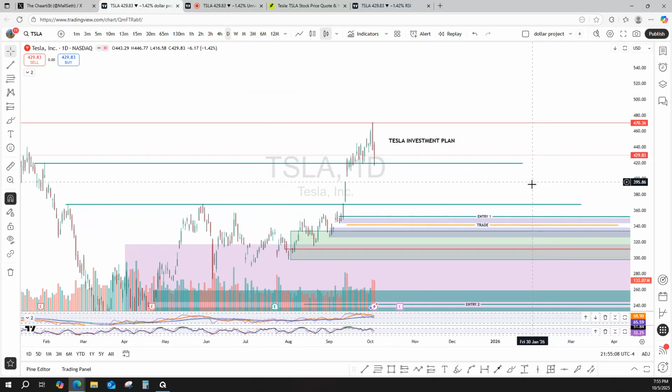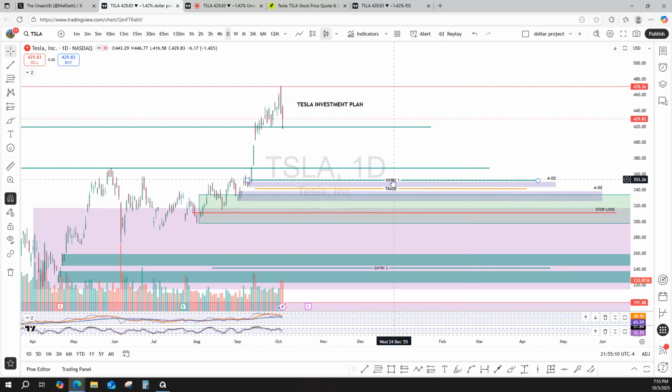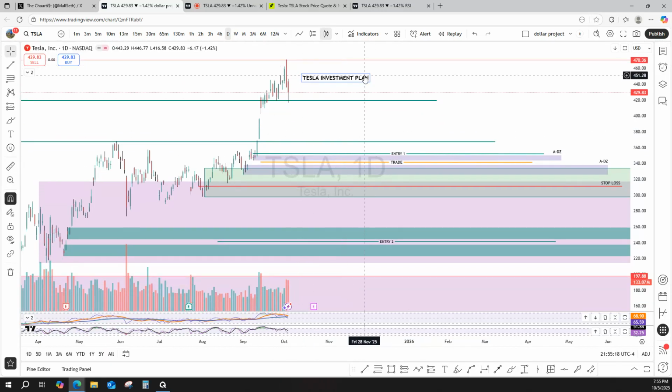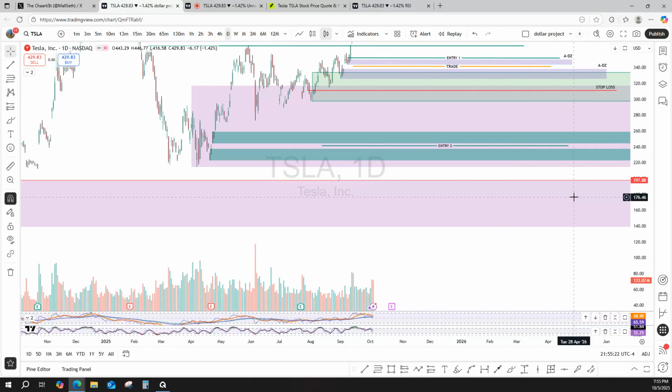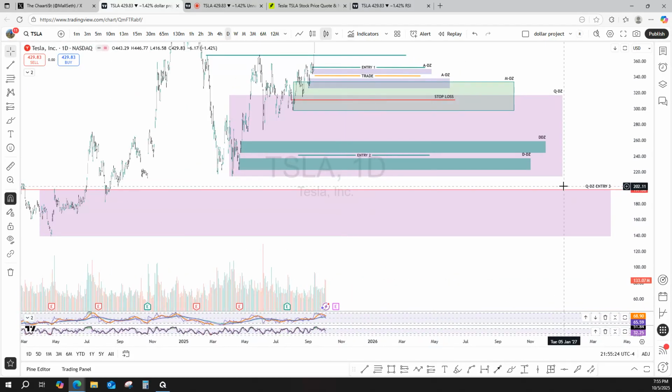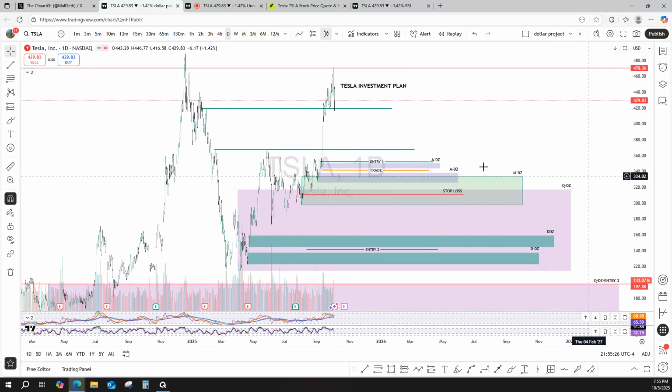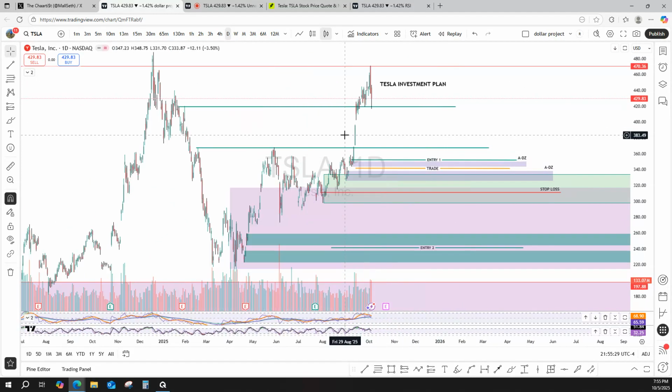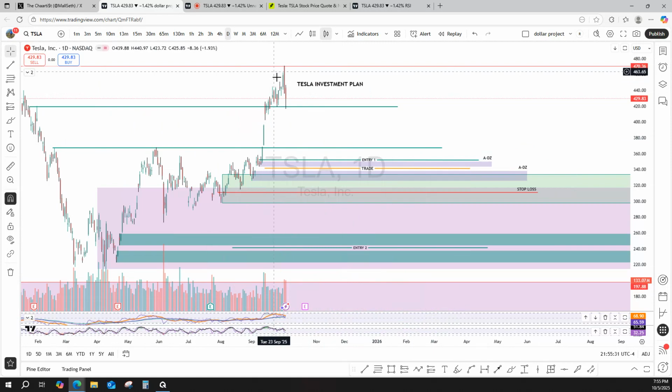This is my investment plan for Tesla. So, entry one would be around 350 ish, around here. Trade would be here. I will explain everything. Then I've written here Tesla investment plan, entry one, entry two, and then entry three right here, around 198. This is investment. And I will show you how I will trade it.